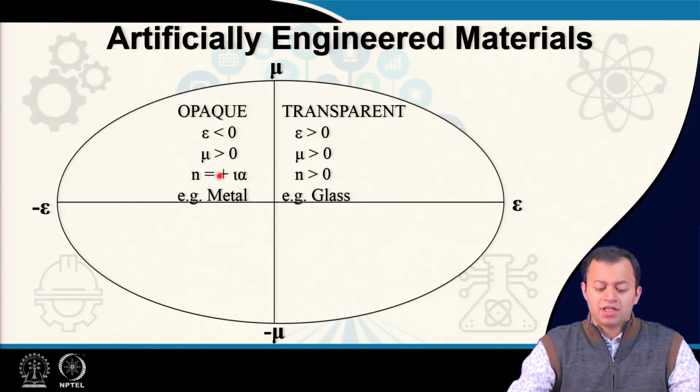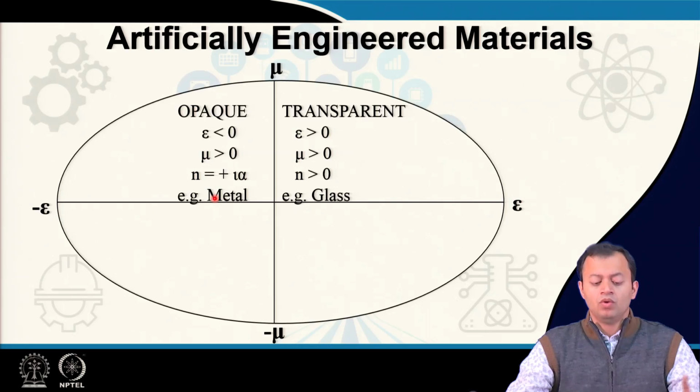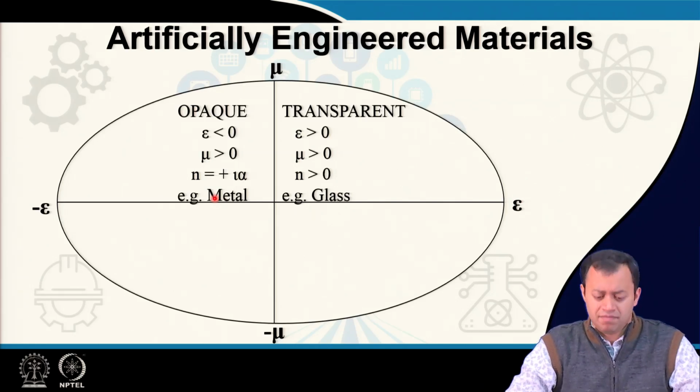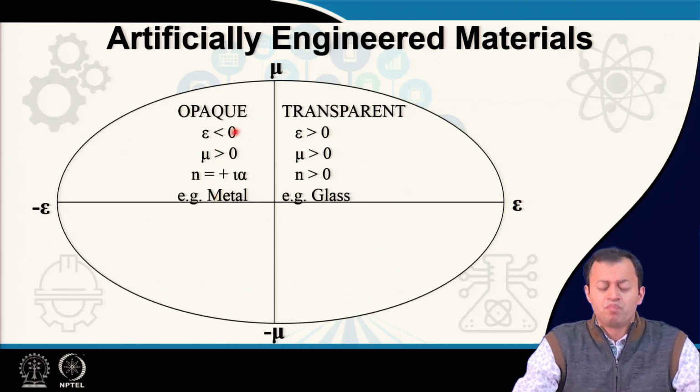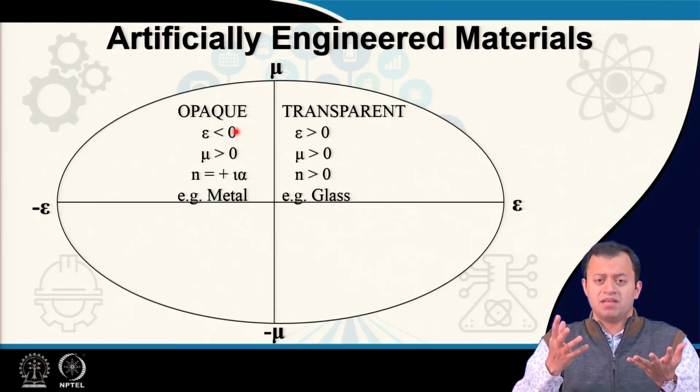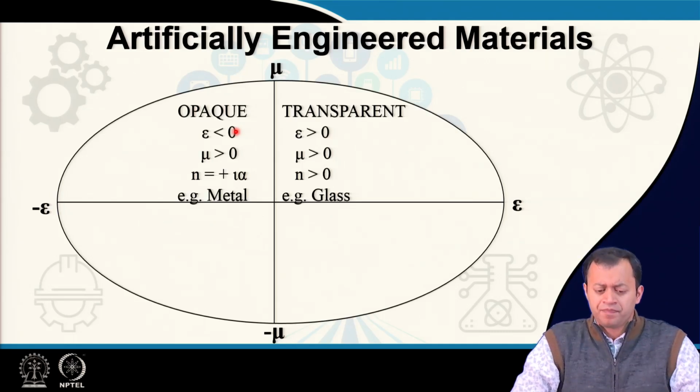Then there are certain materials where although the mu is positive, epsilon, that is the electric component, becomes negative, and there is a huge imaginary part coming up in the refractive index, and that is metal. Now, you will ask me, what does it physically mean? What does epsilon and mu positive and negative physically mean? What is the physical meaning of it? Well, the physical meaning is simply this, and this is very rudimentary.